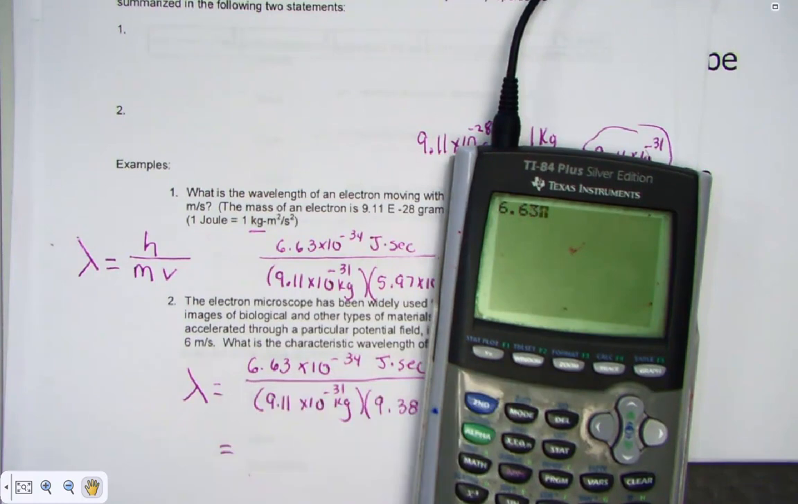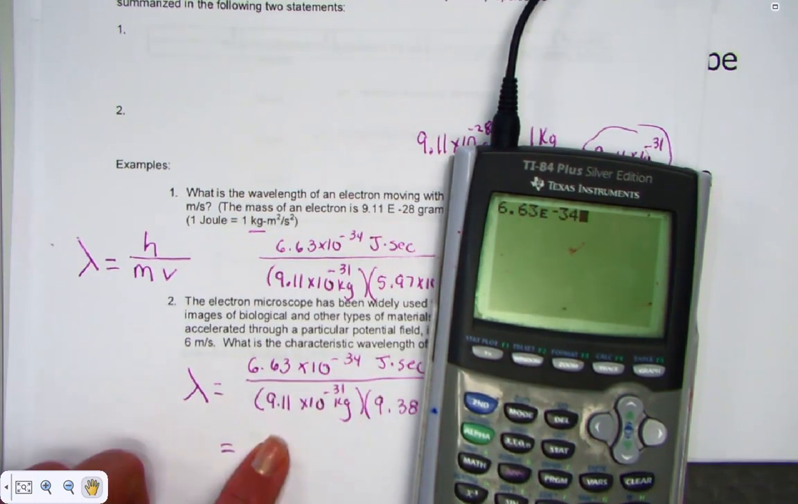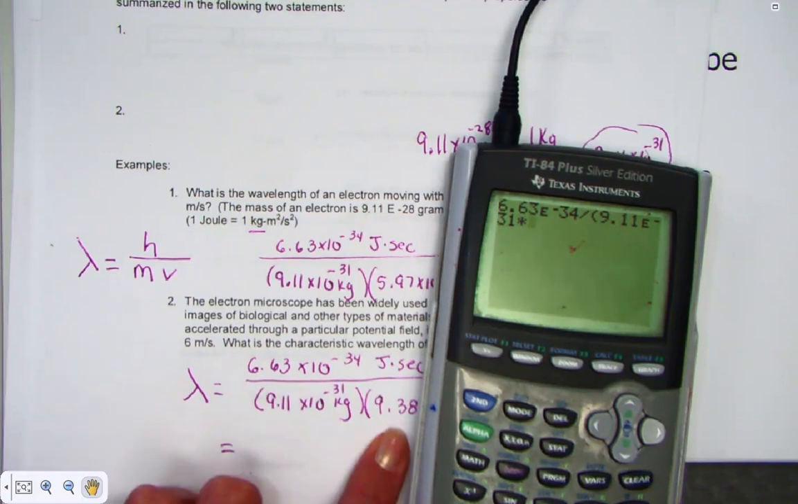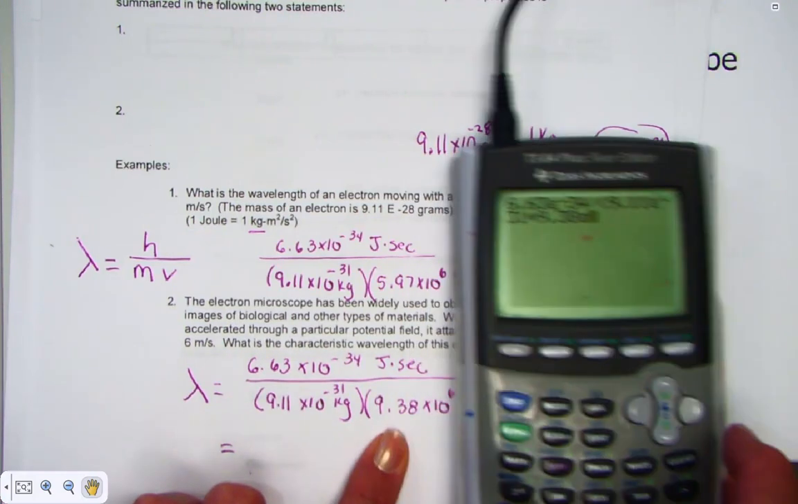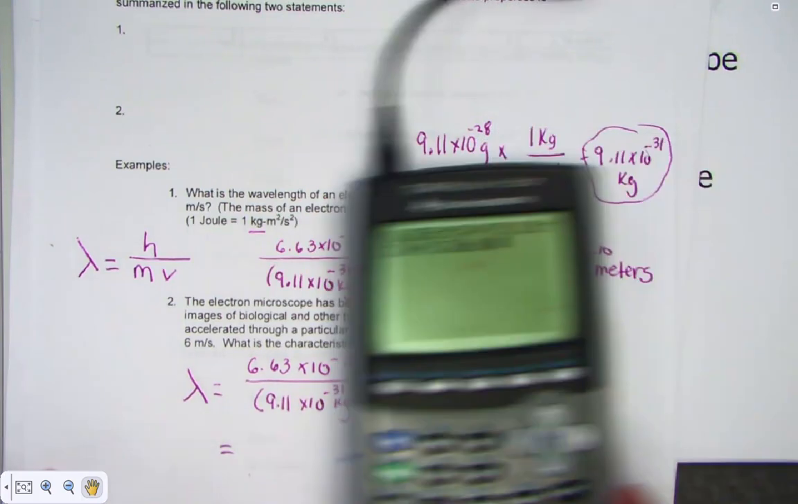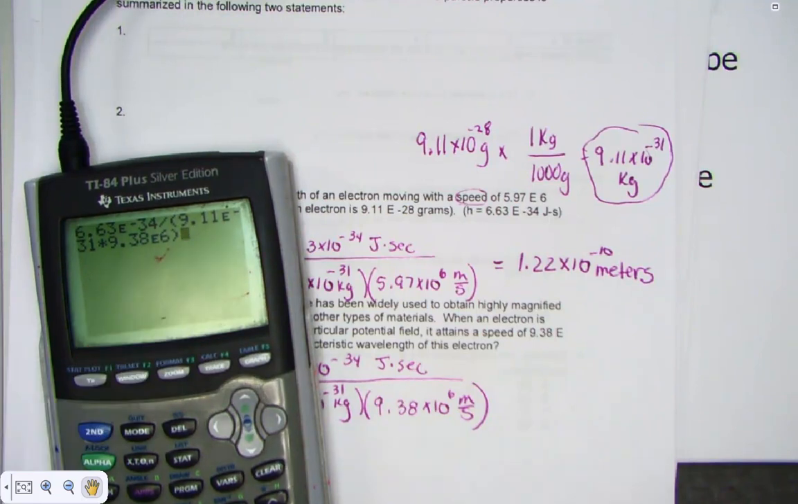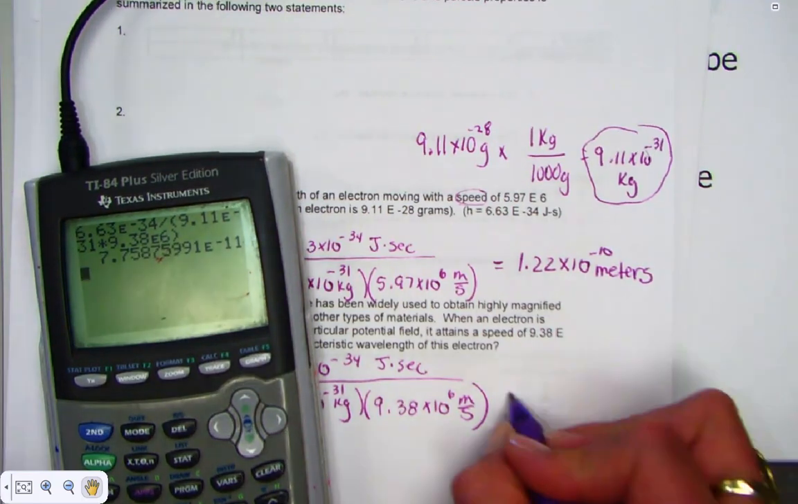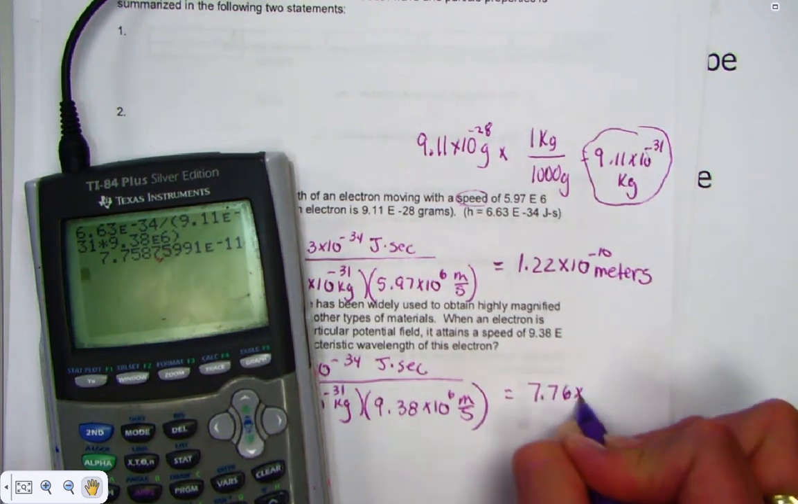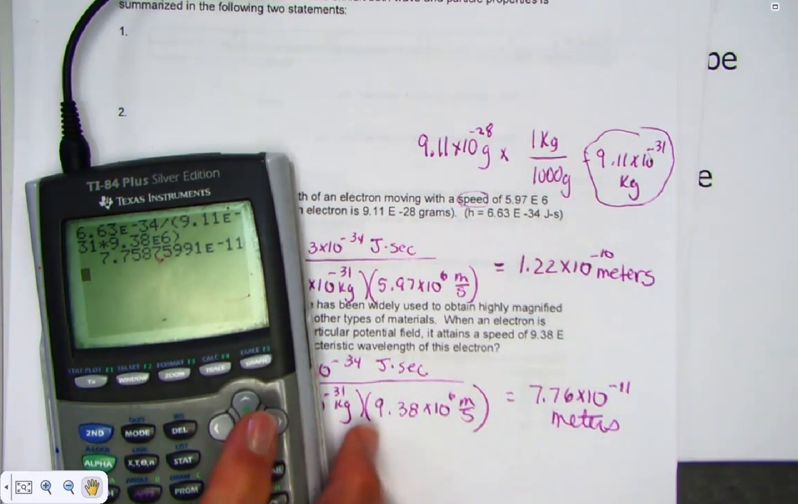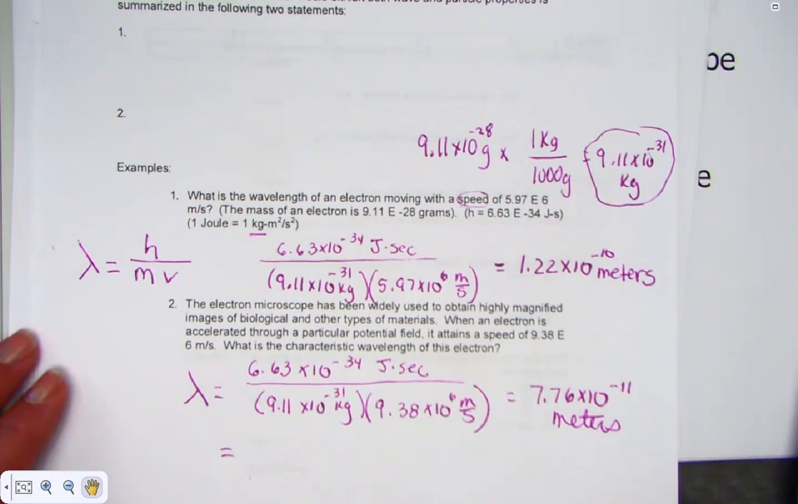Planck's constant, 6.63 e negative 34, divided by the product of the mass of our electron and its velocity, 9.38 e to the 6th power there. Planck's constant divided by the product of the mass of our electron in kilograms times its velocity in meters per second. And this wavelength is 7.76 times 10 to the negative 11th meters. Using these formulas is quite simple, just a plug and chug of values.